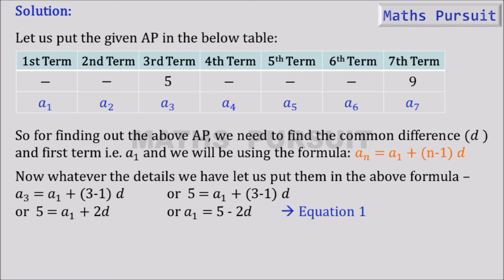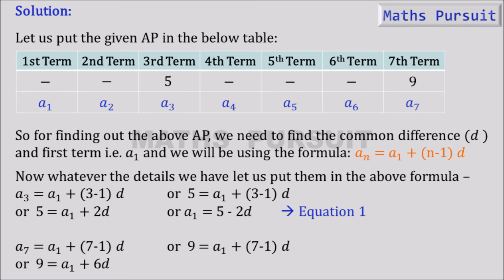Similarly, moving ahead and putting the values of the seventh term in the formula AN is equal to A1 plus N minus 1 into D, we get A7 is equal to A1 plus 7 minus 1 into D, or 9 is equal to A1 plus 7 minus 1 into D, or 9 is equal to A1 plus 6D, or A1 is equal to 9 minus 6D.